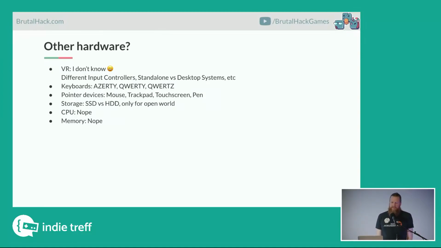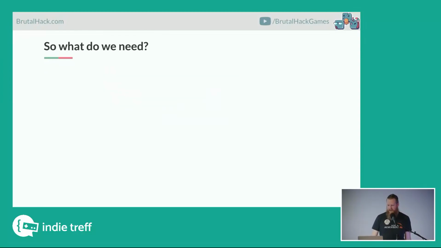Then pointer devices: mouse, trackpad, touchscreen, pen. It's relatively easy to get the ones covered that you need. It's usually going to be mouse, trackpad, and touchscreen. And for storage, SSDs versus hard drives, only relevant for open world games, and let's be honest, even an indie open world game won't be too affected by it. CPU, we don't have to pay much attention. The engines all take care of it. If you're developing something from scratch in C, good luck, have fun. But yeah, also memory, we don't care what type of memory we're using.